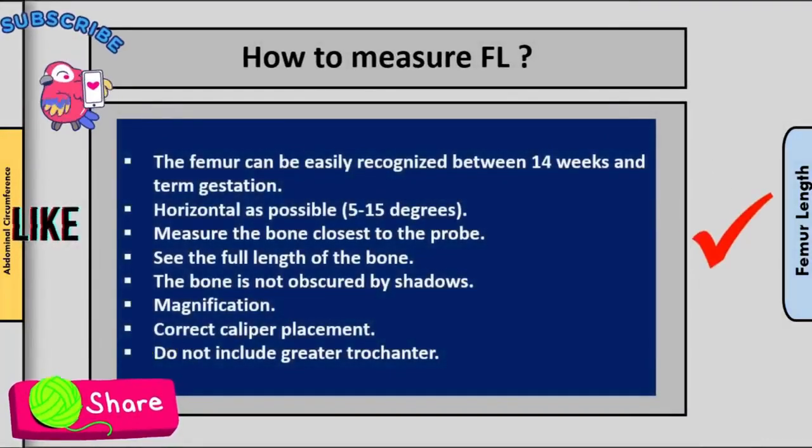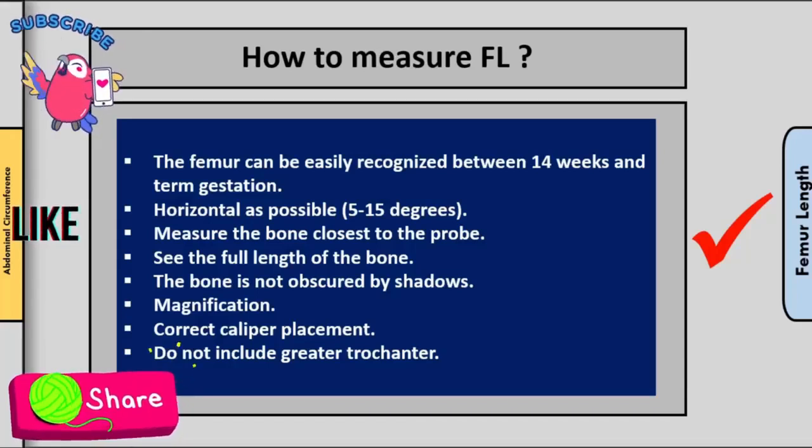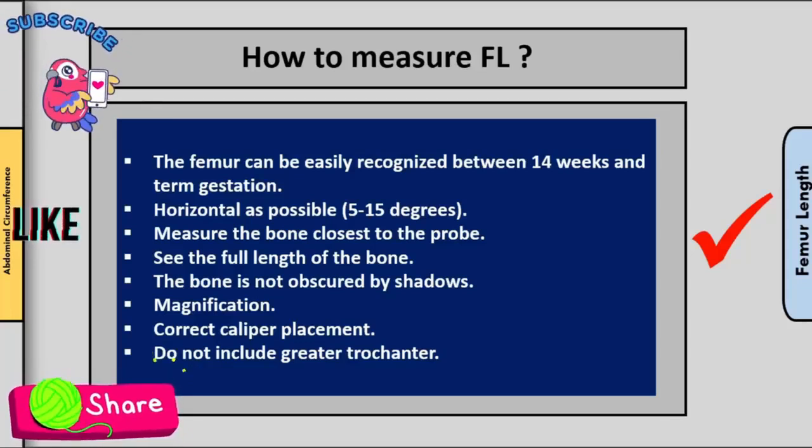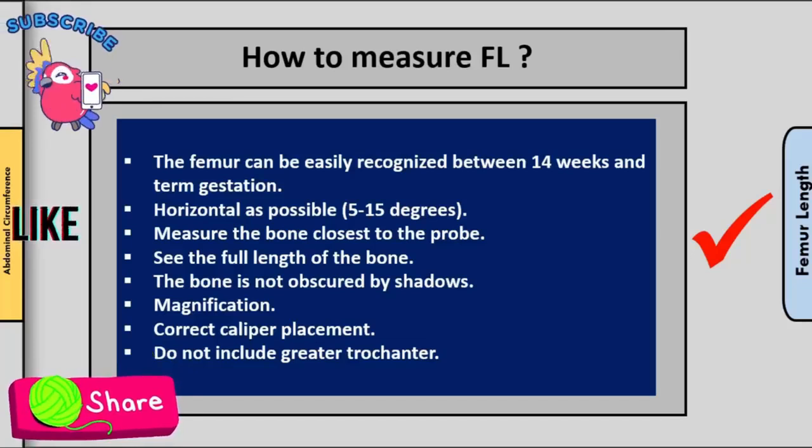So, remember that the femur can be easily recognized between 14 weeks and term gestation. The femur should be horizontal as possible. Measure the bone closest to the probe. See the full length of the bone. The bone should not be obscured by shadows. Magnification is important. Correct caliper placement is essential. And lastly, do not include greater trochanter in measurement.